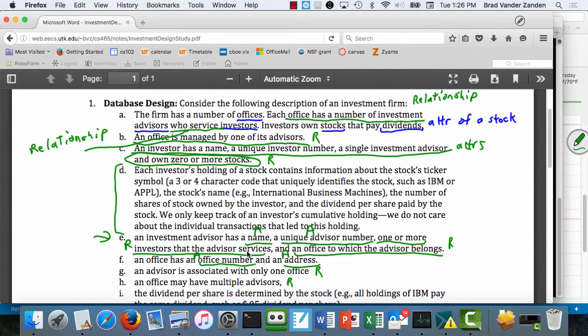And I, the dividend per share is determined by the stock. Well, we already said up here that it looks like that is an attribute.